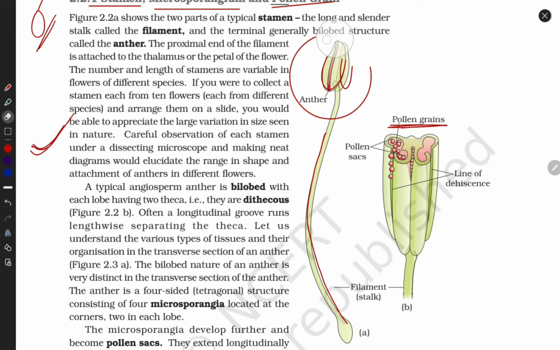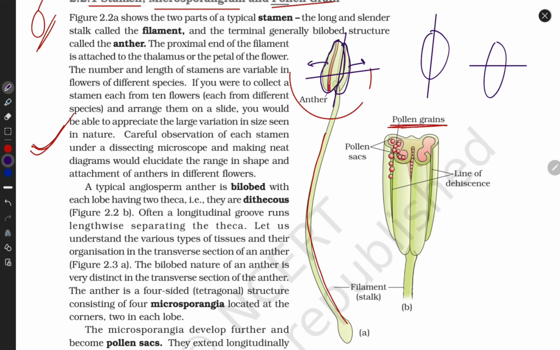Guys, look here properly. Is this bilobed or not? Yes. If I dissect it longitudinally, does it divide into 2 equal parts or not? But if I cut it transversely, this is the longitudinal cut, and if I cut like this, this is the transverse cut. I am zooming here. This is the structure we can see. This is one lobe and this is the other lobe. This is the filament.